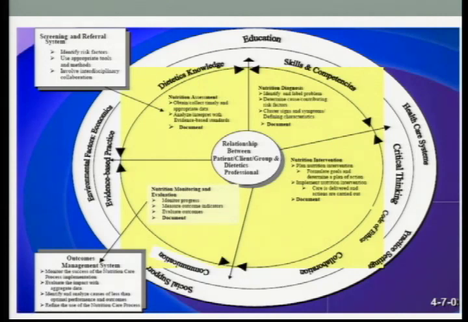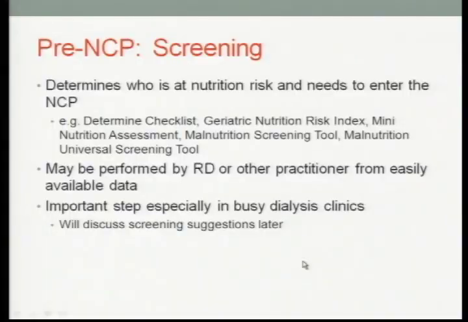Are there other interventions that can be tried? Do you need longer time? So it's continually reevaluating, that systemic quality assurance, only at a micro level of your individual patient. So let's talk a bit about screening.